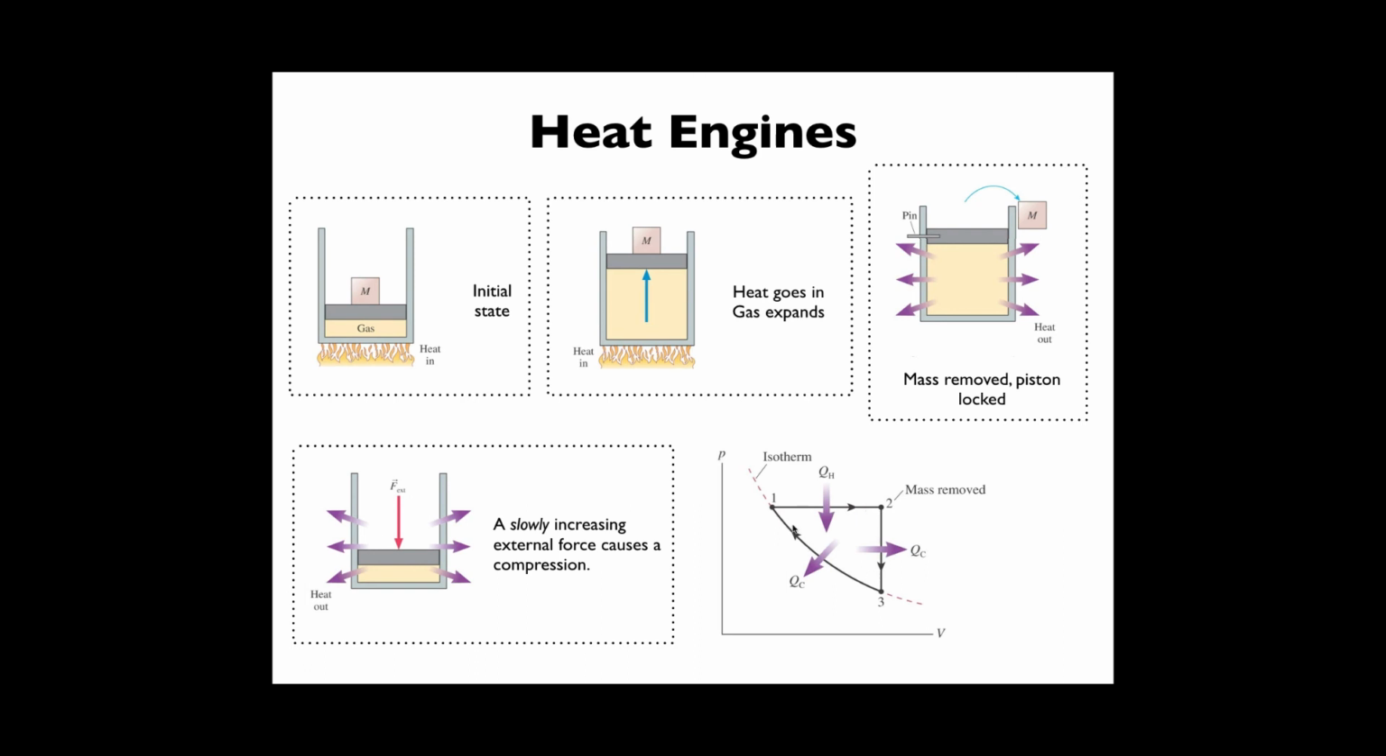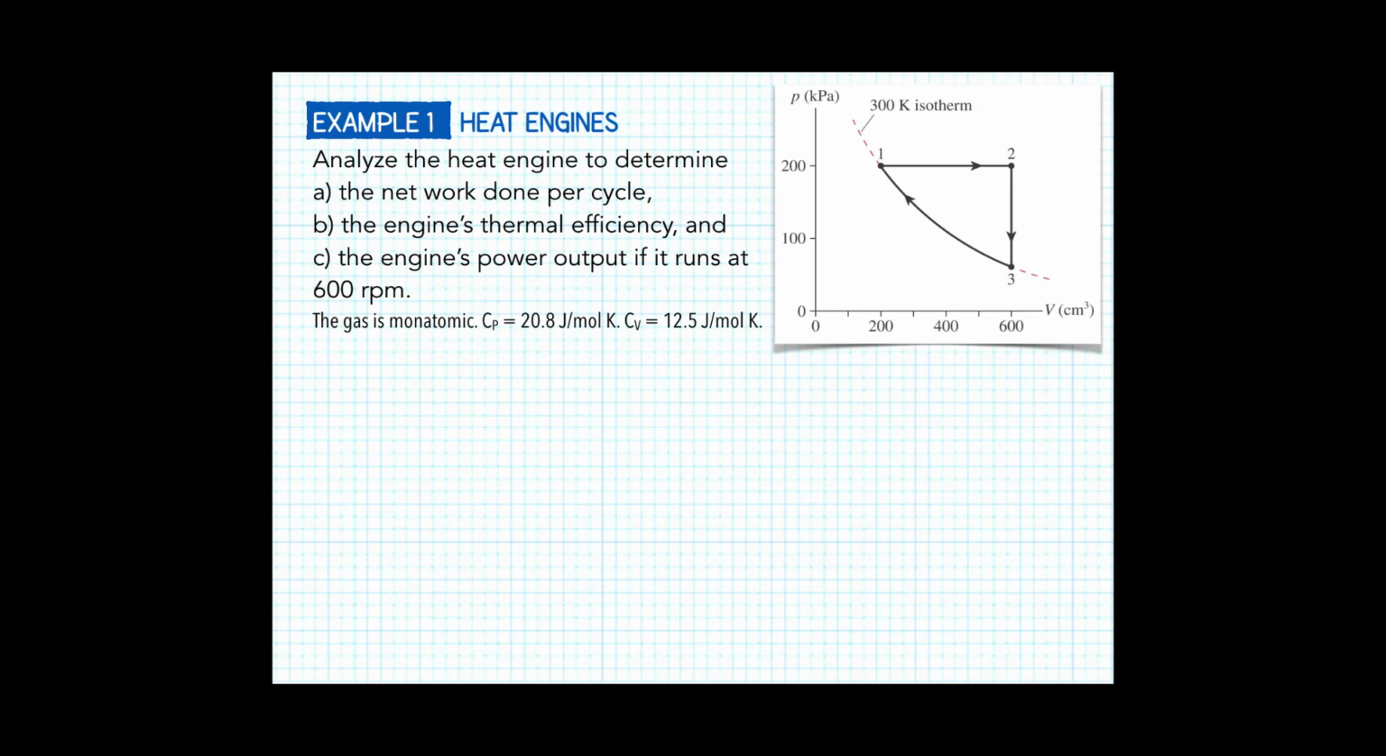Okay? So let's try out an example. So we're going to analyze the heat engine to determine the net work done per cycle. And then we're going to see the engine's thermal efficiency and the engine's power output if it runs at 600 rotations per minute. So if it goes through 600 cycles every minute. All right, and there's some constants given here. So this is the same one.